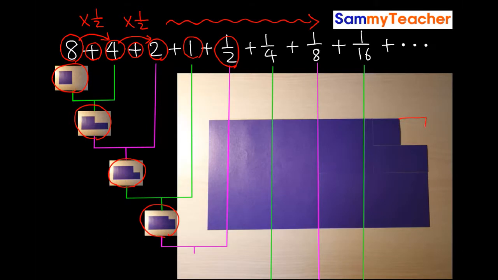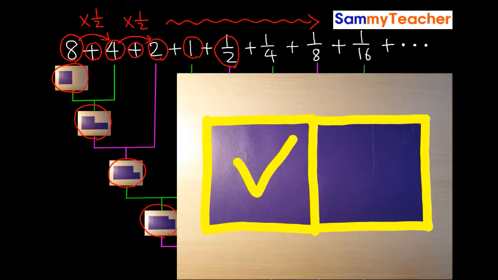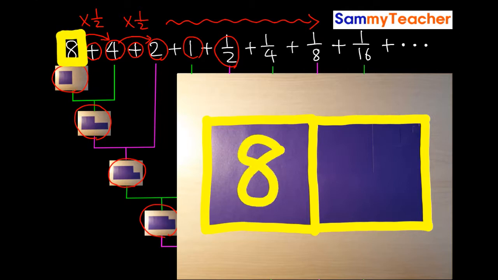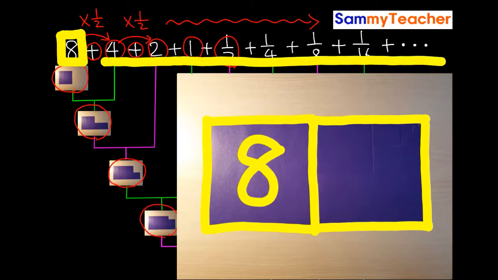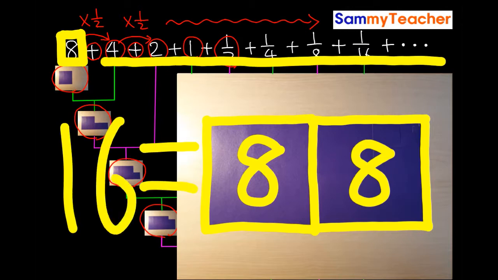And as we continue adding more terms, this corner right here will eventually be filled, which can be described as the first square came from the first term, which is 8, and the new square added to it, which is the sum of all the other terms, and it turned out to be the same area, and the combined area is 16.